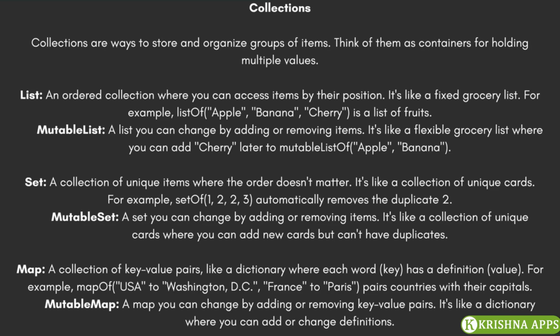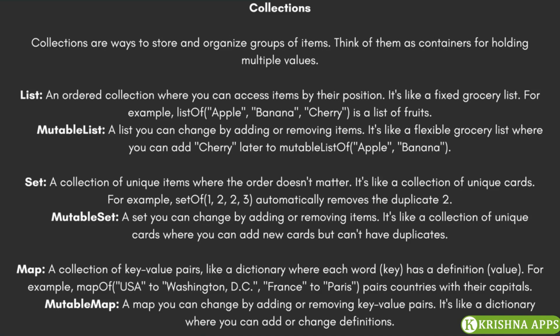What is a list? A list is an ordered collection where you can access items by their position. It's like a fixed grocery list. For example, list of apple, banana, cherry is a list of fruits. A mutable list, on the other hand, is a list you can change by adding or removing items. It's like a flexible grocery list where you can add cherry later to a mutable list of apple and banana.